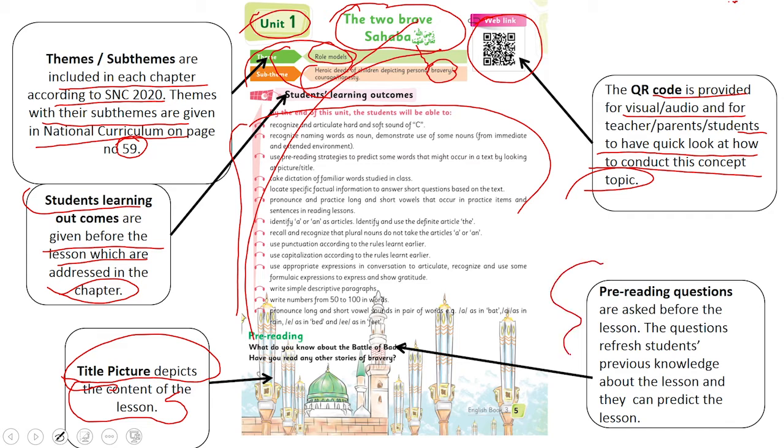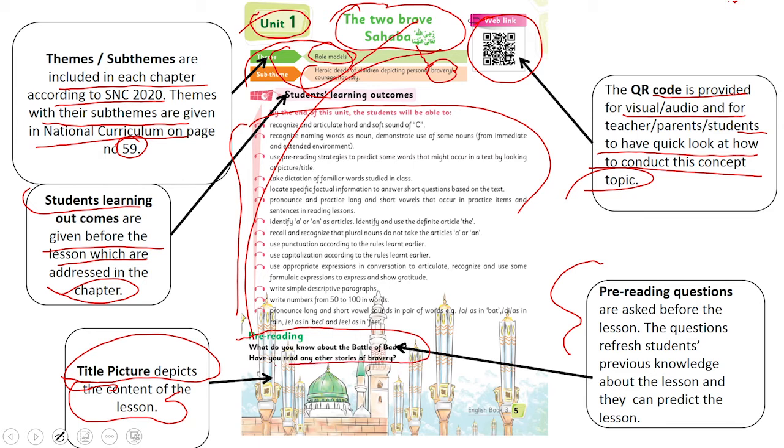Pre-reading questions are asked before the lesson. The questions refer to students' previous knowledge about the lesson, and they can predict the lesson. It may ask to predict the lesson by looking at the title and the picture of the lesson. As I said before, you can predict the lesson by looking at the title and the title picture.